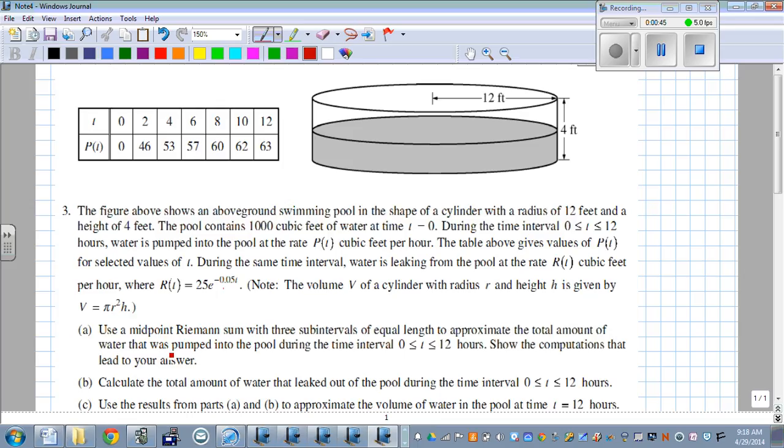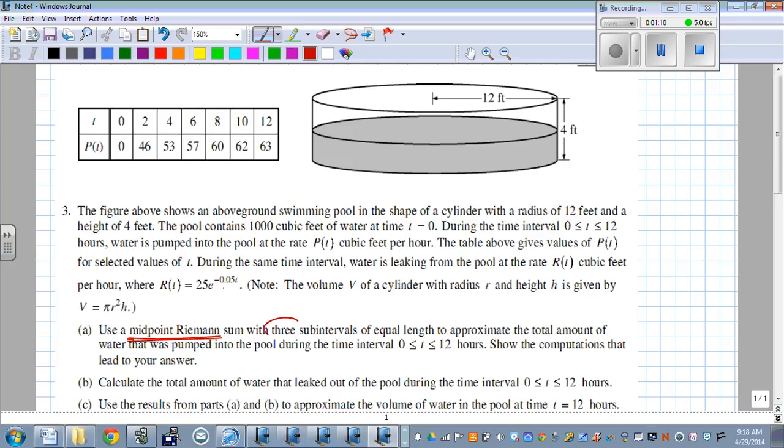Part A. Use a midpoint Riemann sum with 3 subintervals of equal length to approximate the total amount of water that was pumped into the pool from 0 to 12. So we've got this information, and we're using a midpoint Riemann sum. Show the computations that lead you to your answer. So we can do this with a graph, but we can also do it without one.